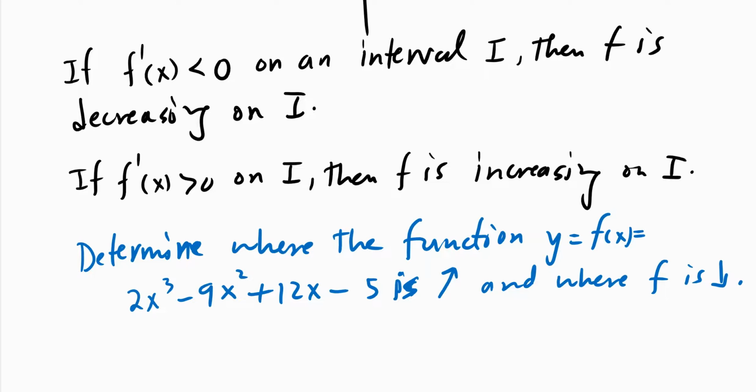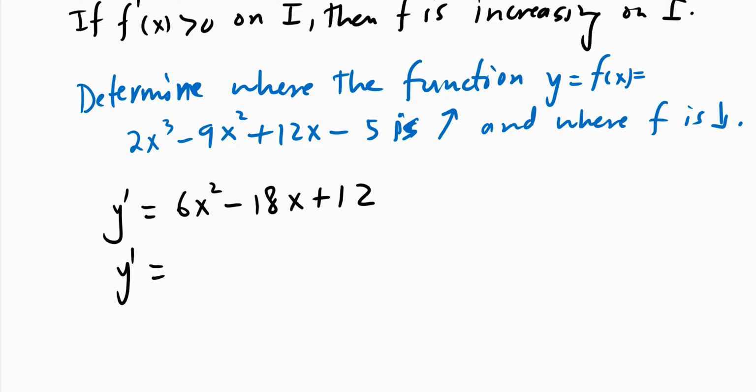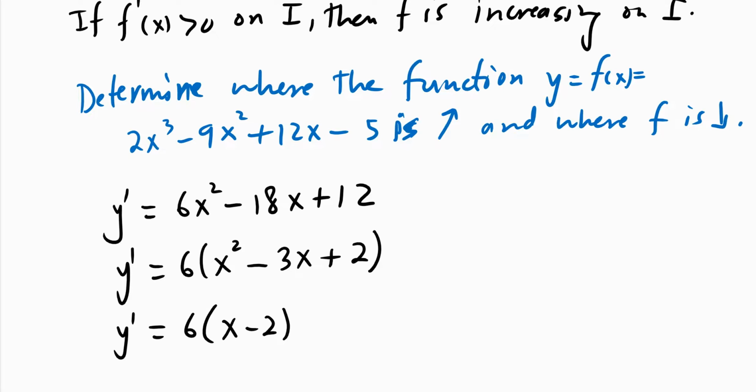So how are we going to use what we learned to figure this out? Well, the first thing is we find the derivative, because in order to test where it is decreasing and increasing, we need to find the derivative of the function. So y prime is 6x squared minus 18x plus 12. One thing I see right away is to factor the 6 out. That gives us x squared minus 3x plus 2. So y prime equals 6 times x minus 2 times x minus 1. It's factorable, so it's easy.